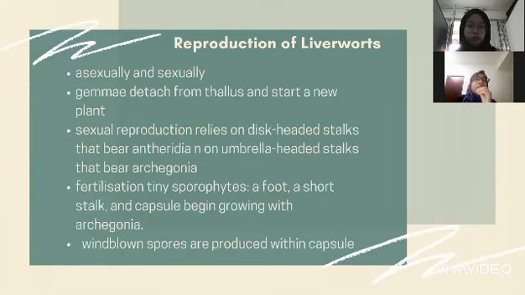The reproduction of liverworts. Marchantia species reproduce both asexually and sexually. The gemma cups on the upper surface of the thallus contain gemmae that detach from the thallus and start a new plant. Sexual reproduction relies on disc-headed stalks that bear antheridia and on umbrella-headed stalks that bear archegonia.